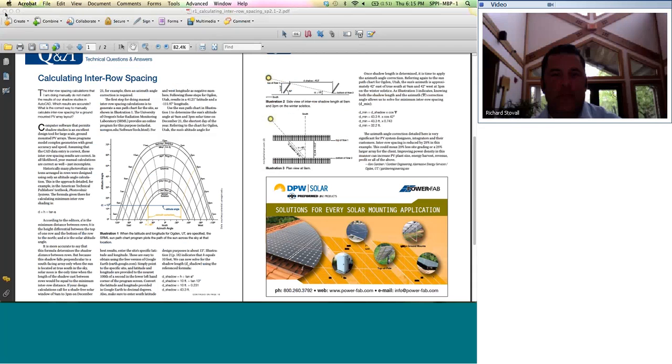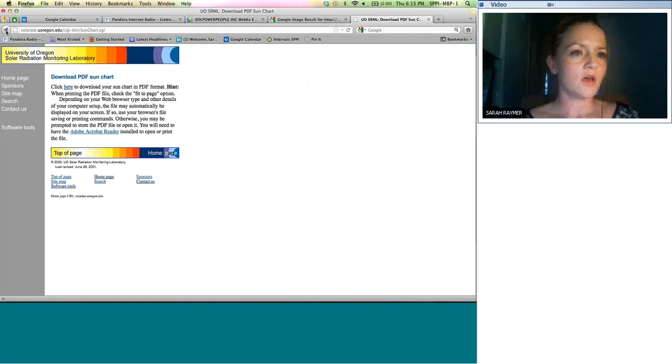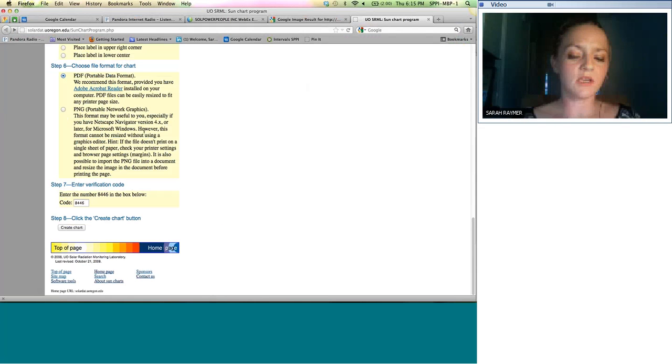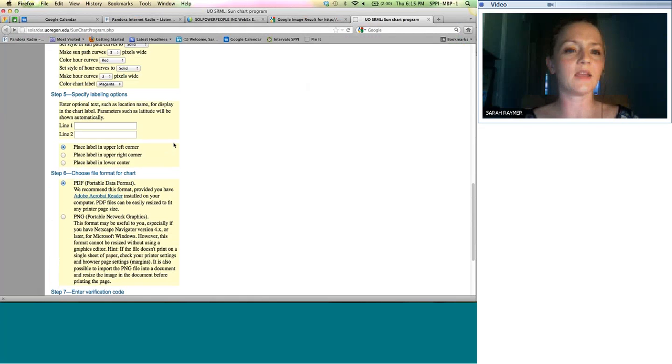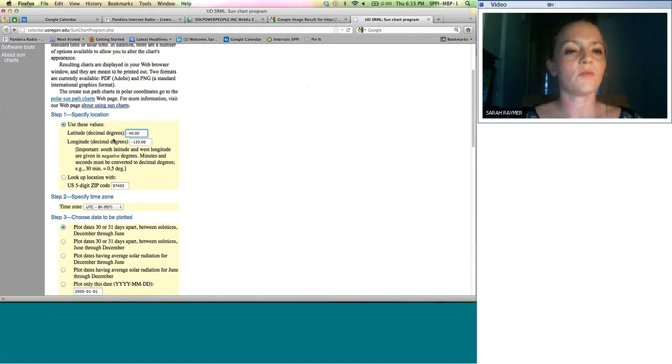A little trick that they explained to me over the phone. If you are in the southern hemisphere, you're going to use a negative latitude. Also, if you want the numbers at the bottom of the solar sun path chart to read like the ones we were looking at before with zero in the center, you can use negative. This is what's going to happen. Let's give it a negative and see what happens. Follow through. It keeps your number.